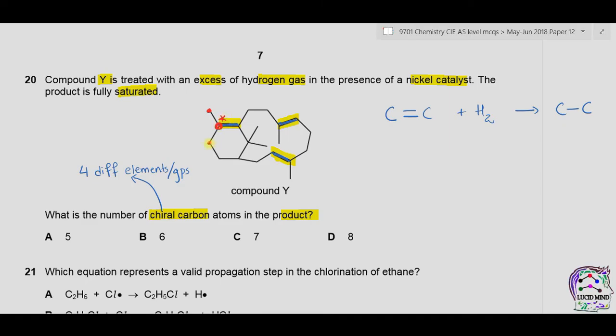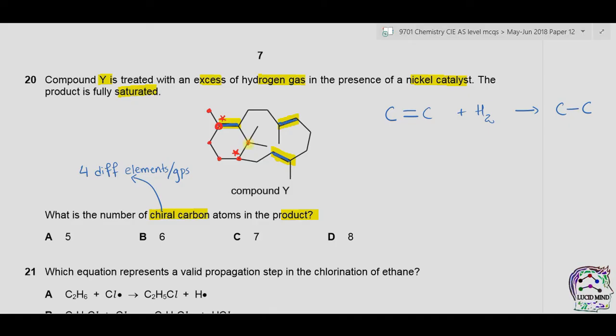This carbon is attached with 2 hydrogen atoms, so therefore it is not chiral. This is attached with 2 hydrogen atoms, so this is not chiral. This is attached to 3 different groups, one is this side, one is this side, one is this side, and one hydrogen atom is also present, so therefore this is also chiral.